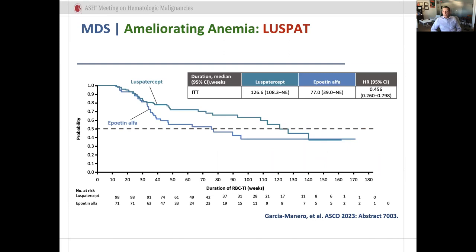And this is the duration of response for patients on this study. Those who got luspatercept seem to actually do well with it for a couple of years.